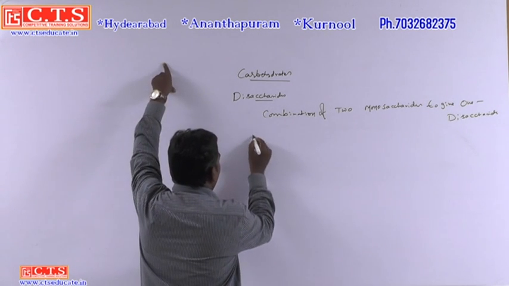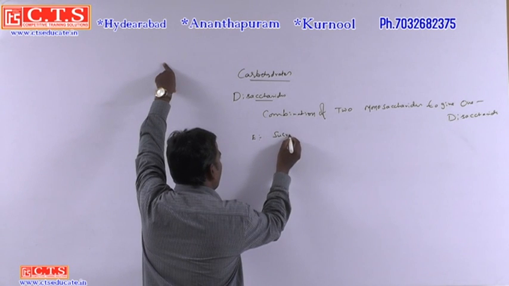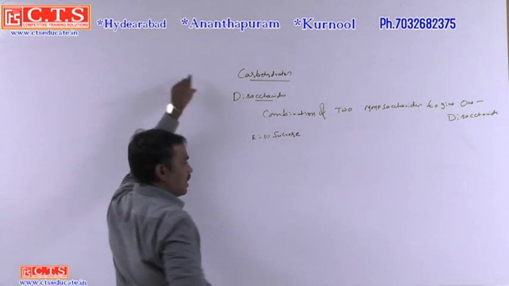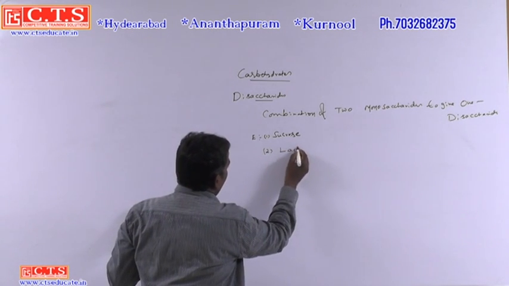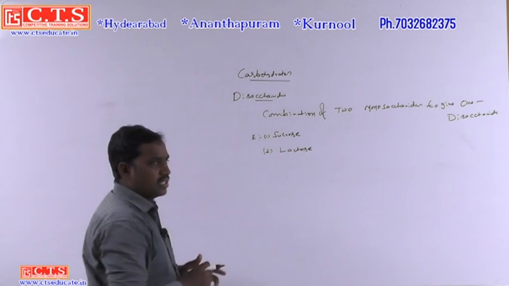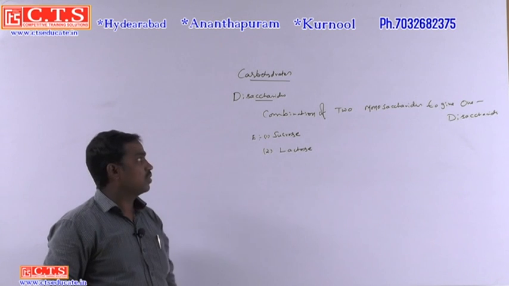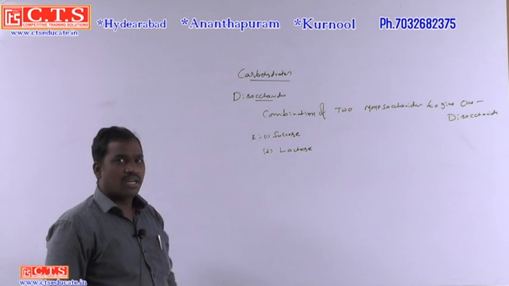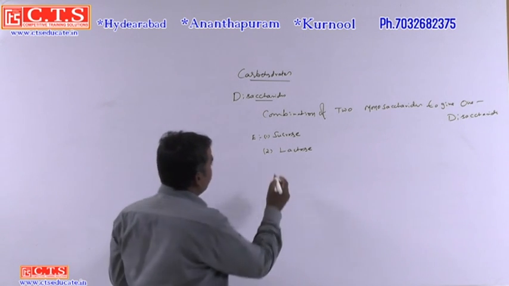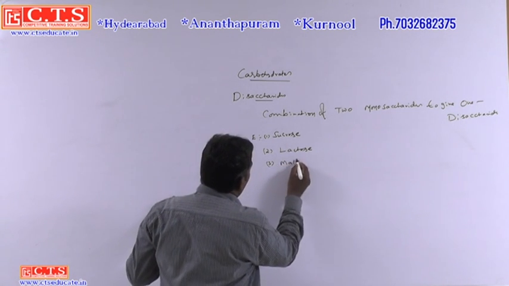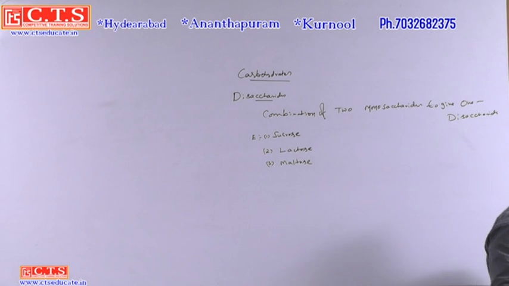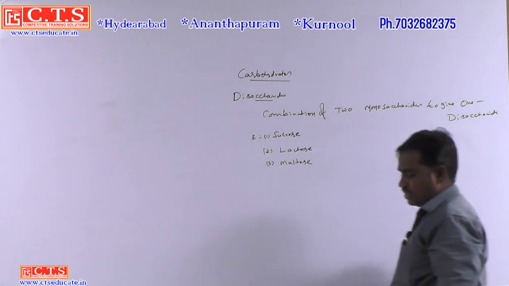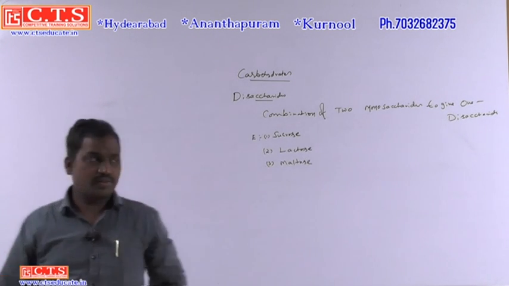For example, sucrose. Sucrose is a disaccharide. Number 2, lactose. Lactose is a disaccharide. And number 3, maltose. The disaccharides are three: number 1 sucrose, number 2 lactose, number 3 maltose.